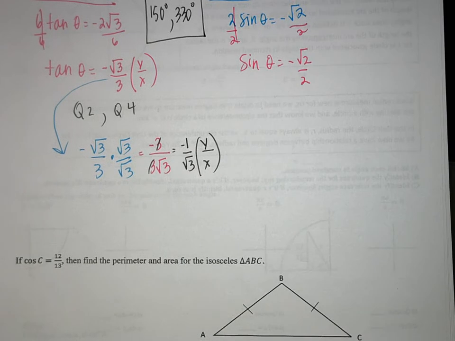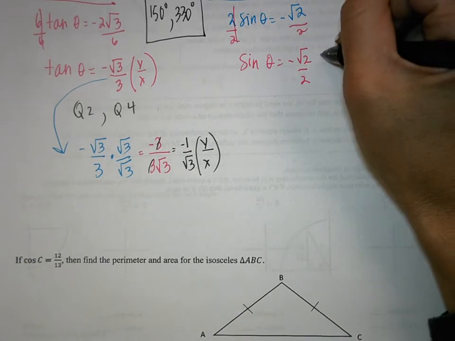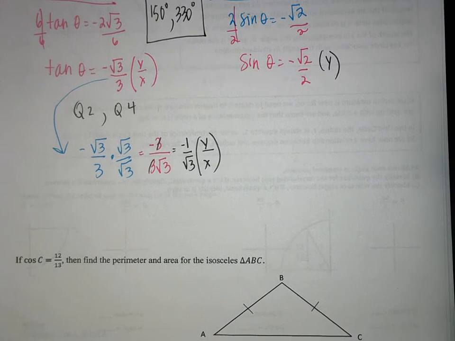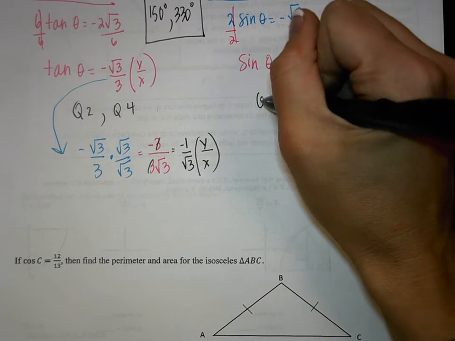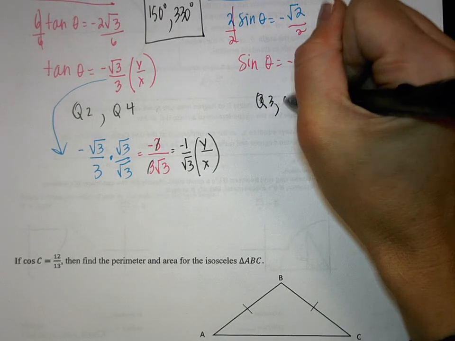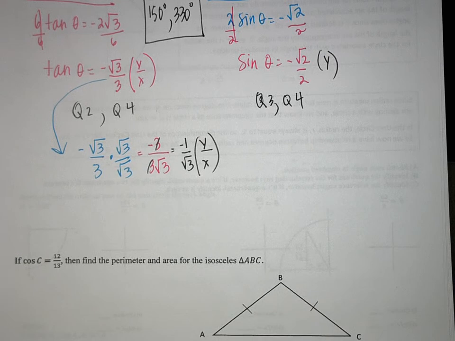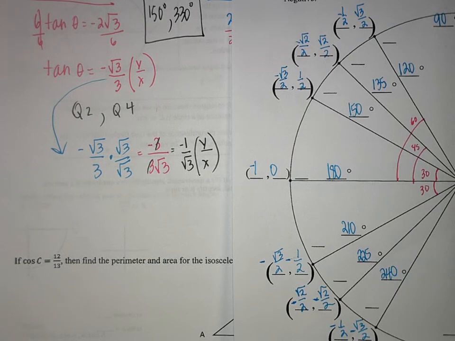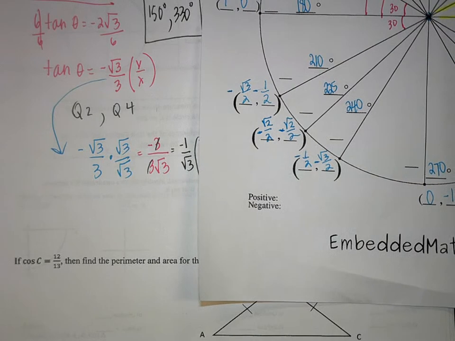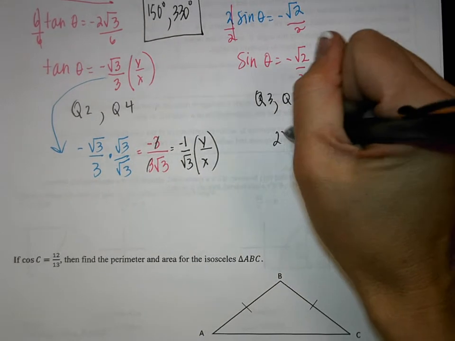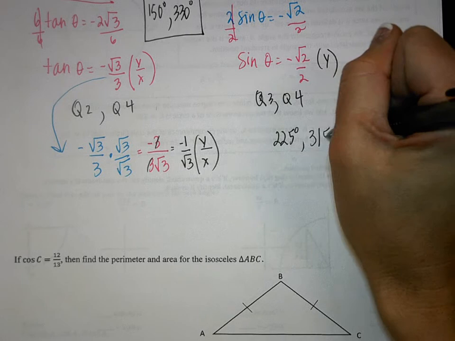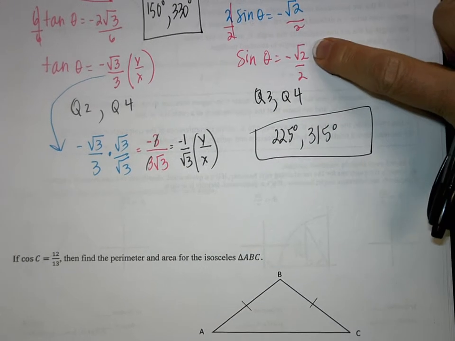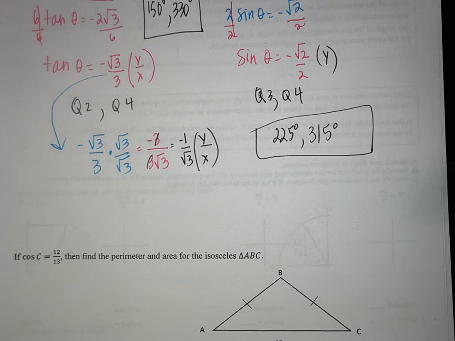Sine is dealing with our y value. And which quadrants will I look in when y or sine is negative? 3 and 4. Quadrant 3 and quadrant 4. I agree. So we're going to look for a y value in quadrant 3. Do you guys agree? 225. And then what about in quadrant 4? Very good. So we are just looking for the y value. That is our root 2 over 2. Do we have any questions?